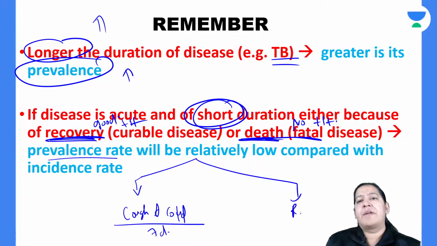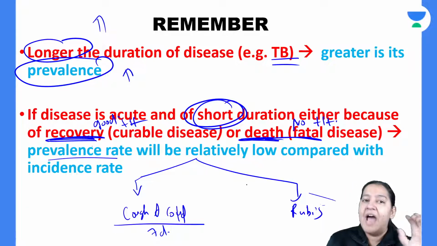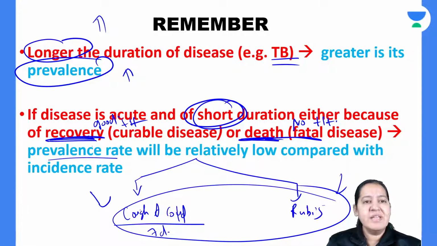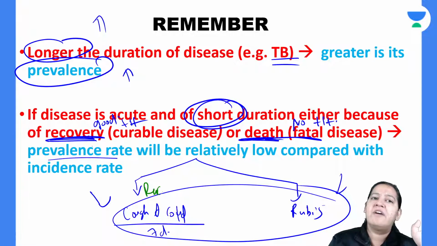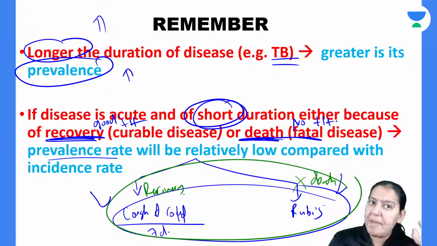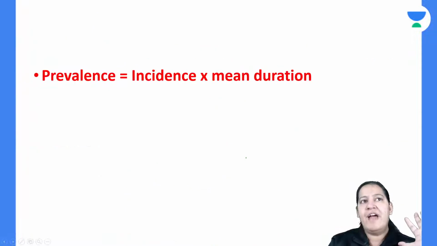And take the example of rabies. Both of them have low prevalence, but the reason is different. Here the reason is that recovery is fast, because treatment is available. Here there is no recovery, death is the only option. That is the reason. Have you got it? But both of them have less prevalence.